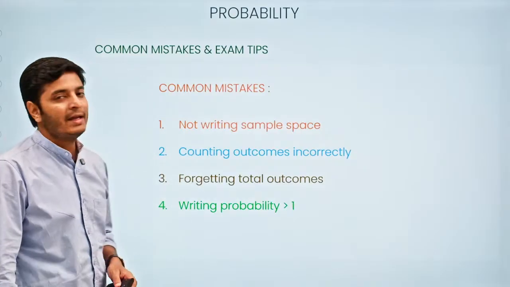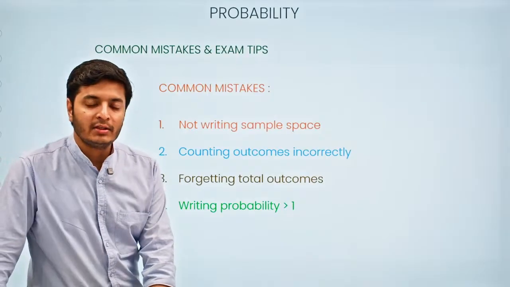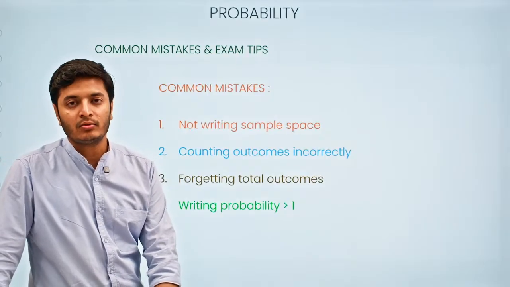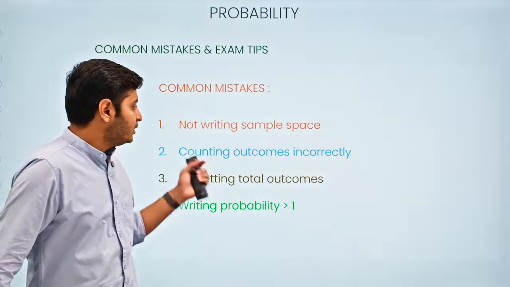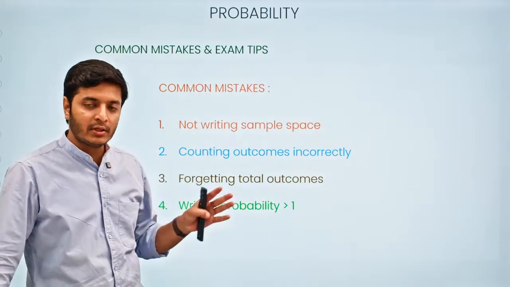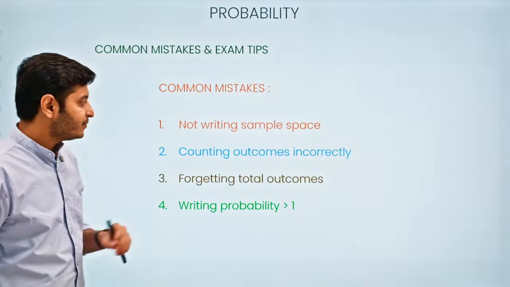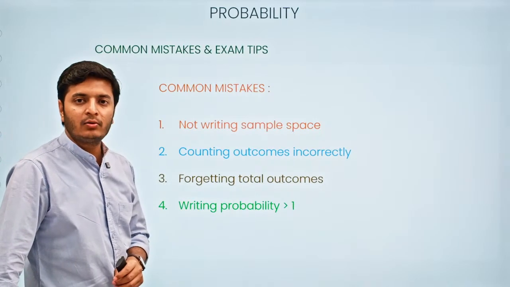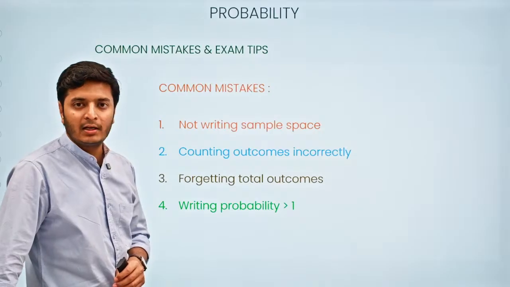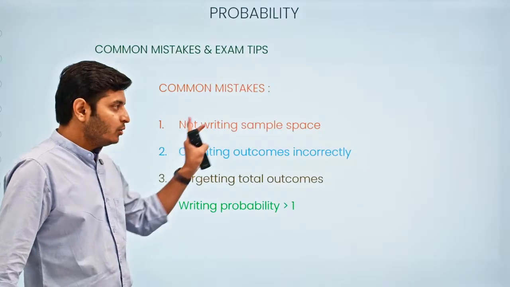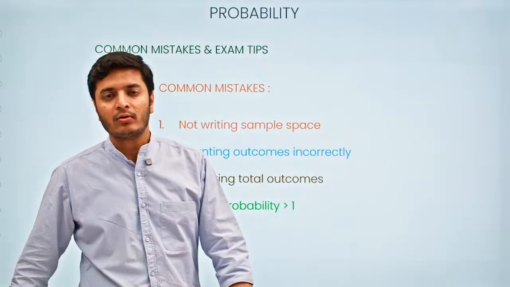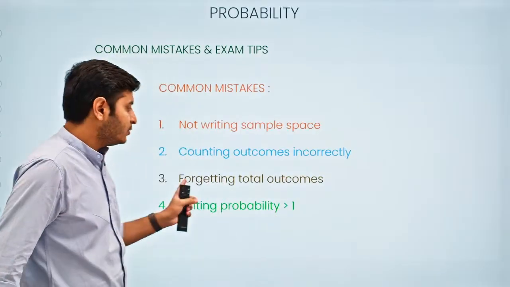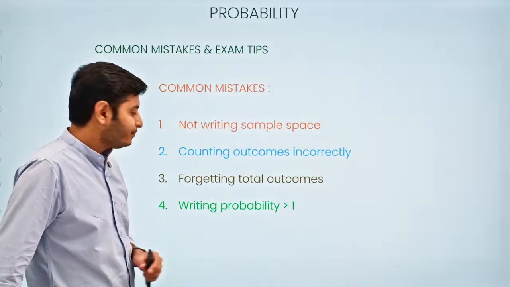Counting outcomes incorrectly. Sometimes you can do that. So please, after writing the sample space, you can easily count the outcomes. Then forgetting total outcomes. If you forget the total number of outcomes, you are going to end up with the wrong answer. So you need to analyze the situation and read the statement very carefully, then only you can continue.